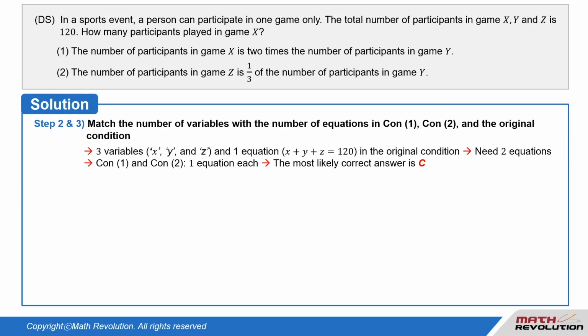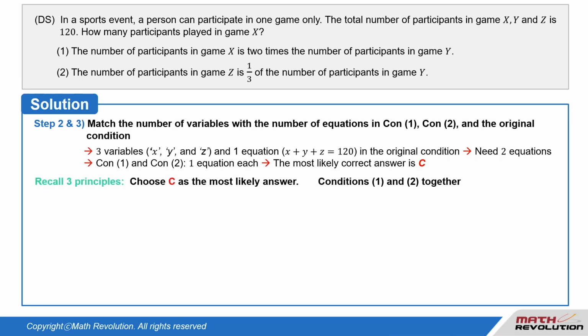Follow the second and third steps. From the original condition, we have 3 variables, X, Y, and Z, and 1 equation, X plus Y plus Z equals 120. To match the number of variables with the number of equations, we need 2 more equations. Since conditions 1 and 2 will provide 1 equation each, C is 70% likely to be the answer. Recall the 3 principles and choose C as the most likely answer.